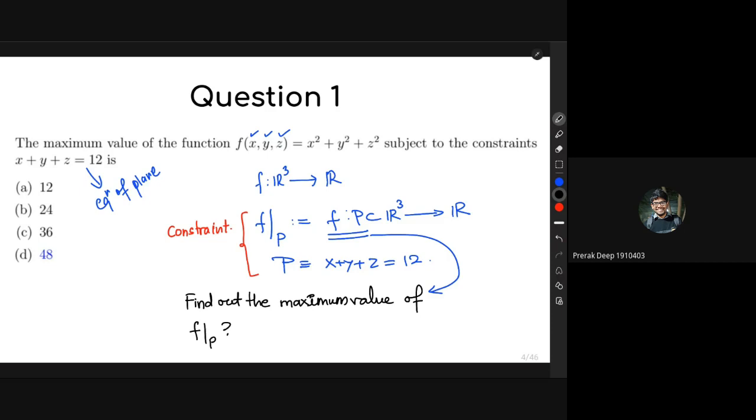Basically, you need to find the maximum value of a function subject to this constraint, which is restricting your domain to the equation of a plane. So when you take x, y, z from the plane, what will be the maximum value of the function? That's what the question is. Once the question is clear, we can move ahead with the solution.